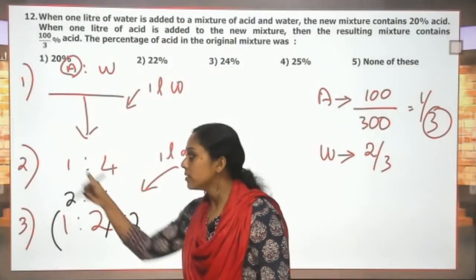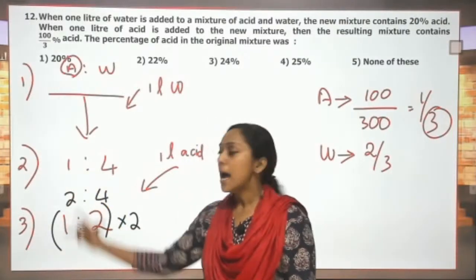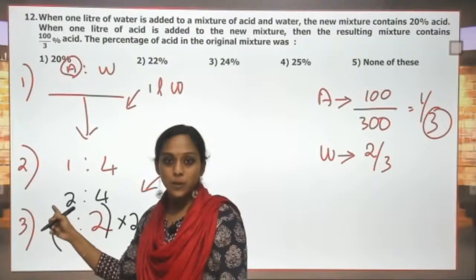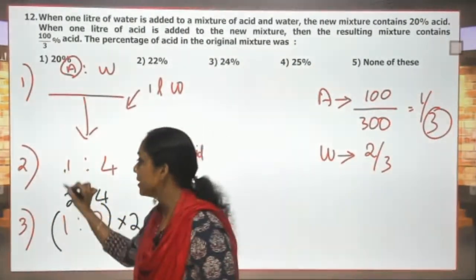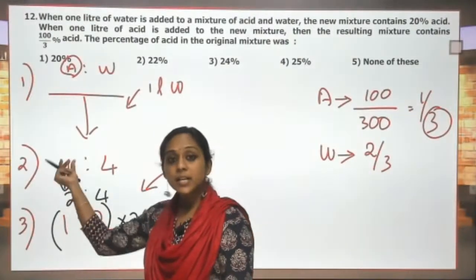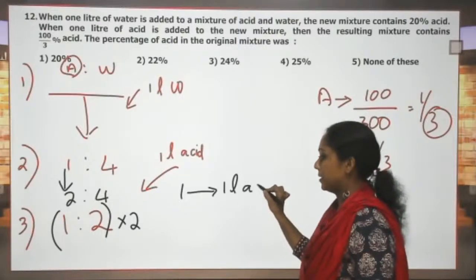Now you see there is no change in water content. And what is the change in acid? 1 part of acid has been increased. And why has this 1 part of acid been increased? Because I added 1 liter of acid. So take this vertical height. This increase of 1 part is actually 1 liter of acid.